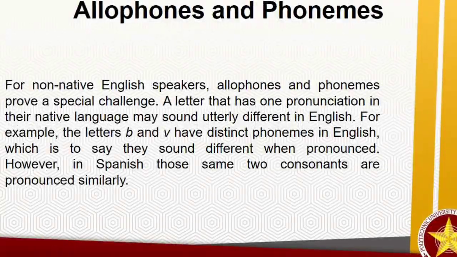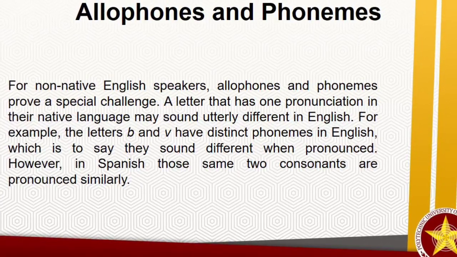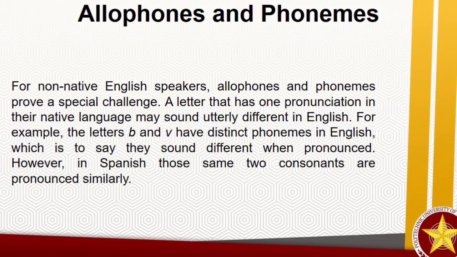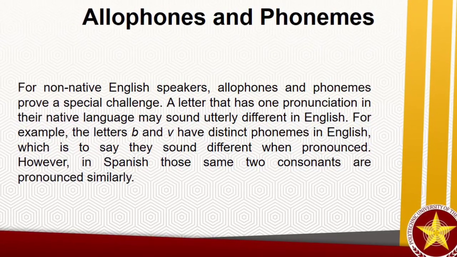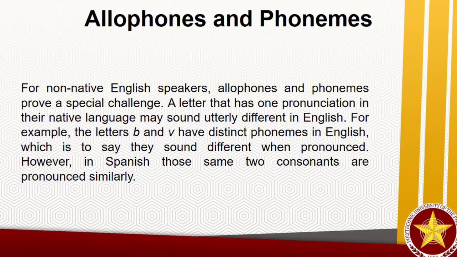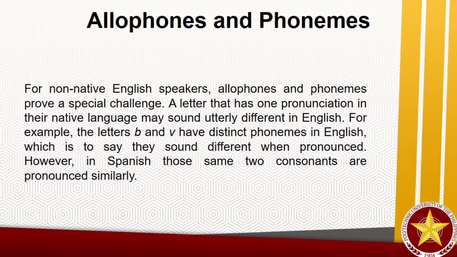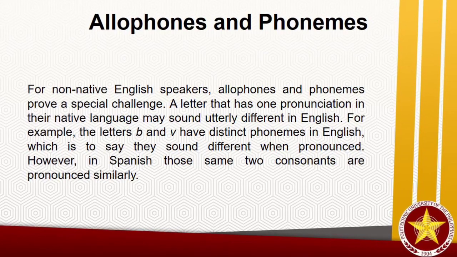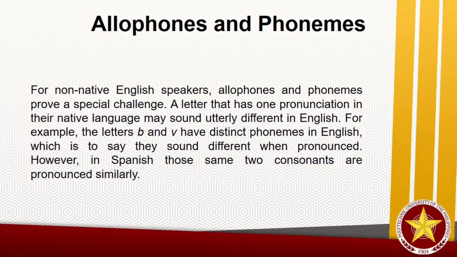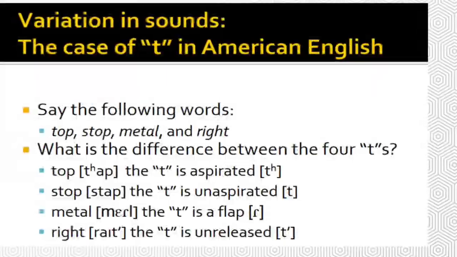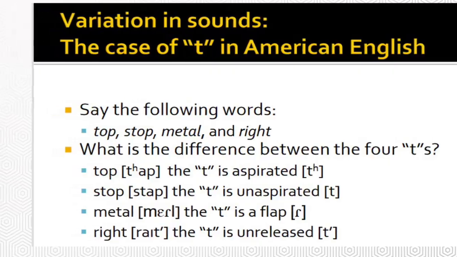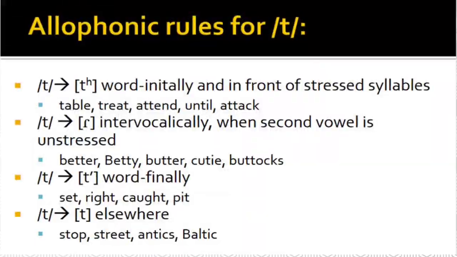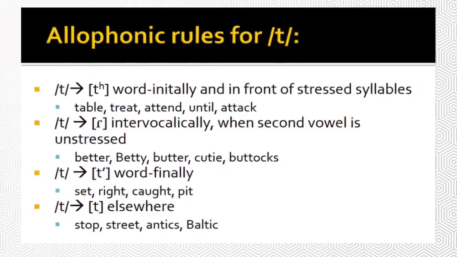For non-native English speakers, allophones and phonemes prove a special challenge. A letter that has one pronunciation in the native language may sound utterly different in English. For example, the letters B and V have distinct phonemes in English, which is to say, they sound different when pronounced. However, in Spanish, those same two consonants are pronounced similarly. Pay attention to the variation in sounds, using the case of "tar" in American English as shown in the figure. Here are the allophonic rules for the sounds of S.